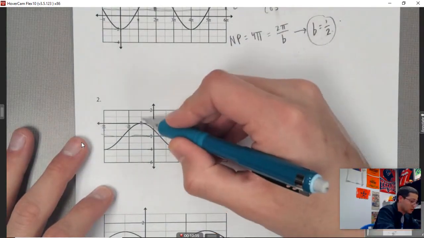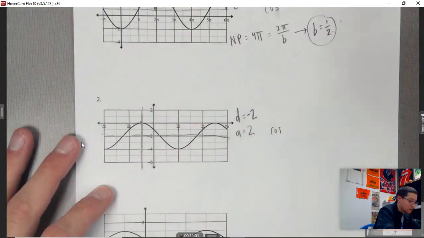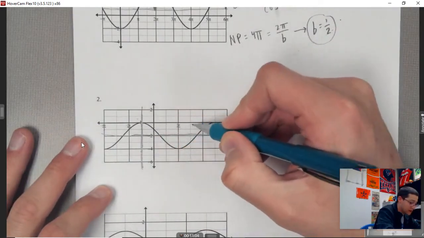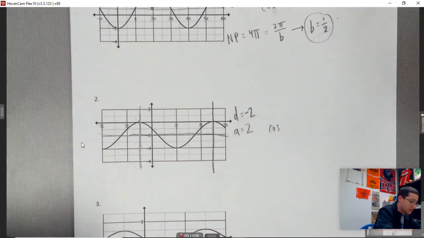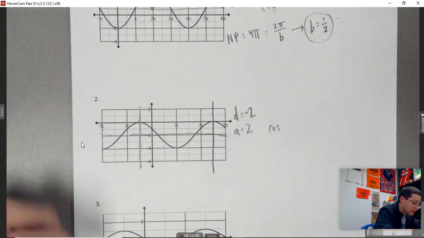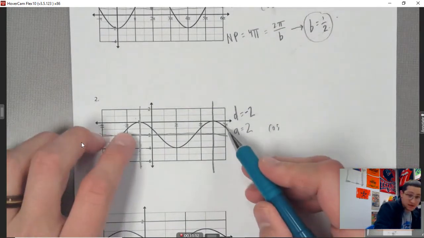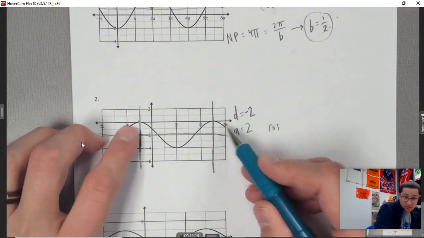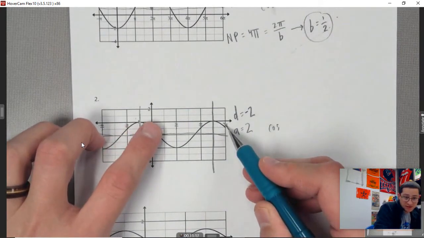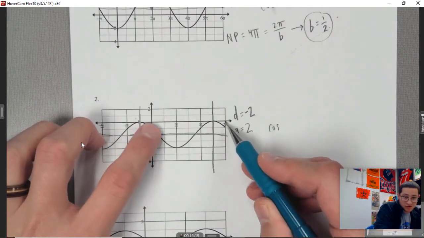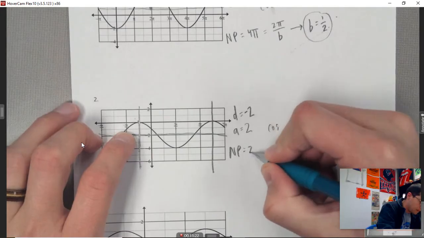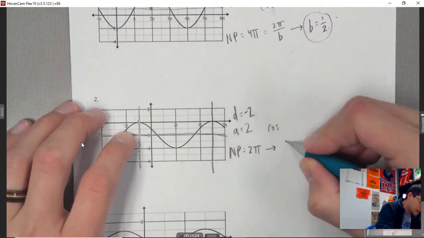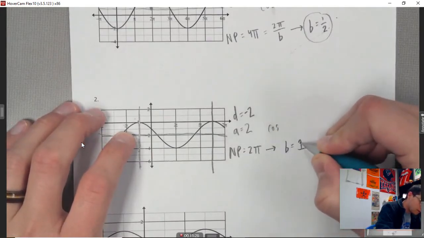So I want to look at those max values, so that's where I want to start it. And then I'm continuing all the way, and it starts to repeat right here. So we've got to find that distance. Based on these values, because this value is 2 pi and that's 0, it's just going to be 2 pi. So my new period is 2 pi, which gives me a B value of 1.